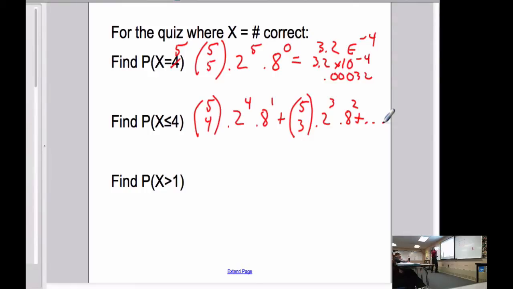Where it's coming from is because 5 choose 4 means I succeeded 4 times. So success is 0.2, 4 times. What is true about these two numbers? They're the same. So later on, if you had 5 choose 0, it would be 0.2 to the 0, I didn't succeed, times 0.8 to the 5, because you failed 5 times.